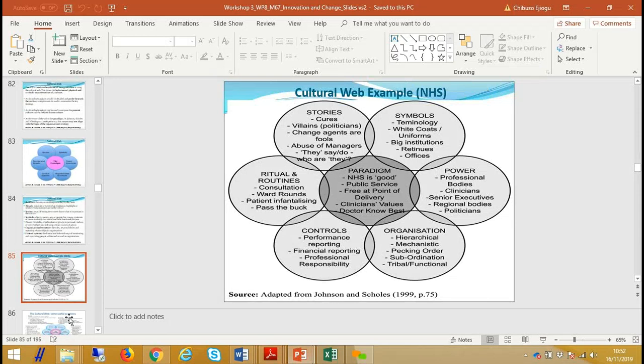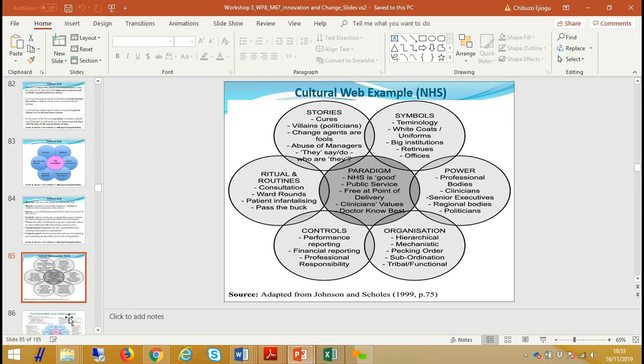And you can see the paradigm here is the NHS is good. We are the guys who save people's lives and health. NHS, the paradigm is we are a public service. We cannot be privatized. We should always be there for public good, right? The doctors are the people who know best, right?